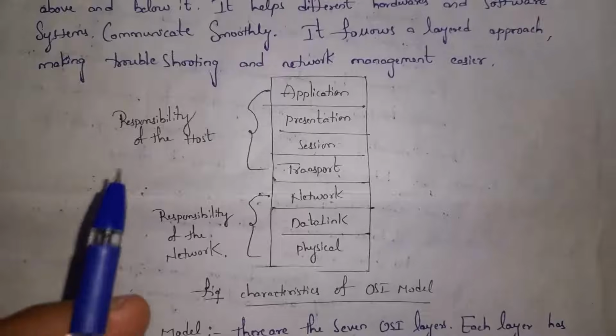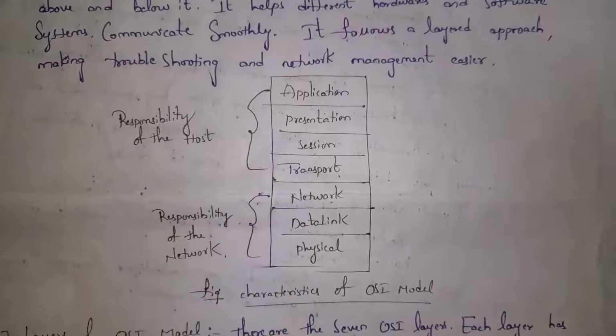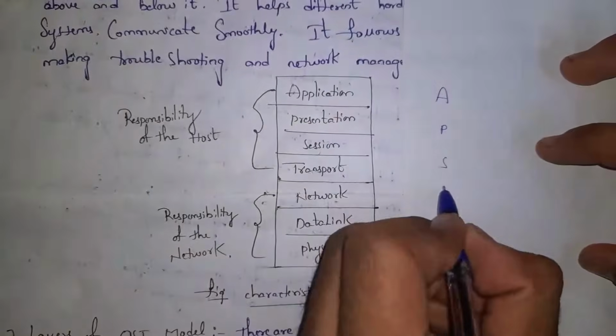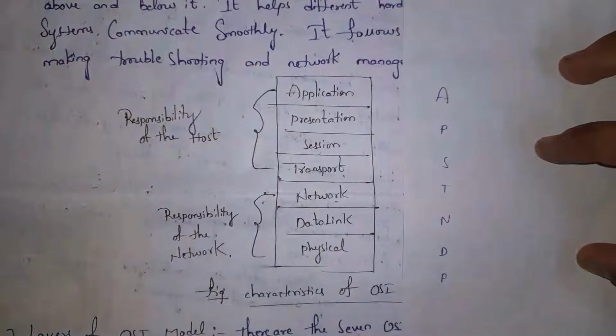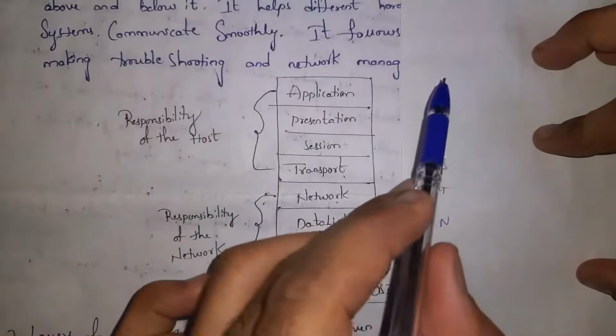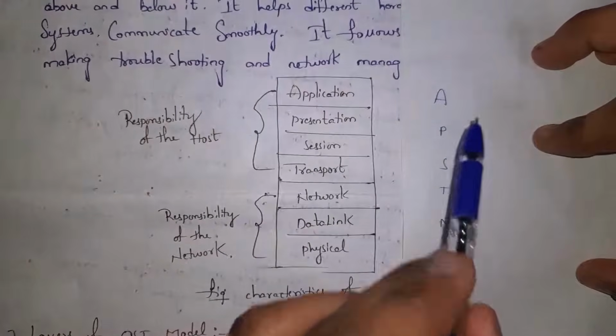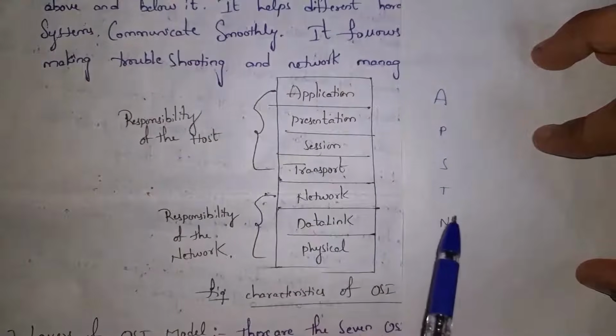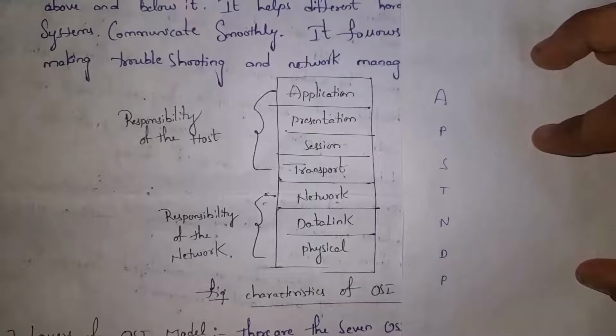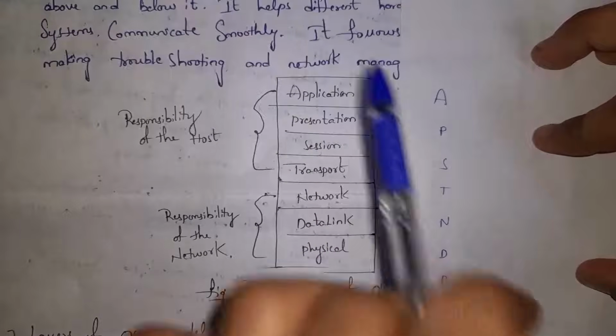I will give one simple trick in order to remember all these 7 layers: AP, ST and DP. If you remember this formula, you can easily remember all these 7 layers. A stands for application layer, P stands for presentation layer, then session layer, transport layer, network layer, data link layer and physical layer. The first layer is not the application layer.